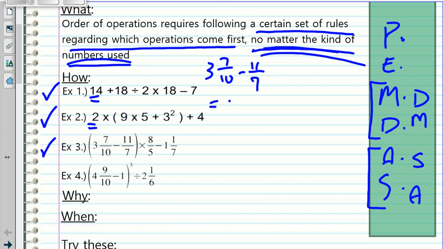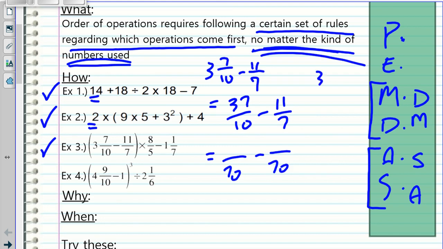So let's do this. 10 times 3 is 30, so 37 over 10 minus 11 over 7, right? Different denominators, so we've got to find the common denominator, which is 70. 10 times 7 is 70, so 7 times 37. Let me do this on the side real quick. 7 times 7 is 49, 7 times 3 is 21, so 259, and then this times 10, so that's 110.